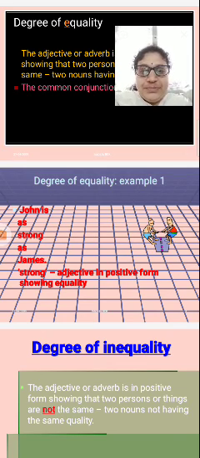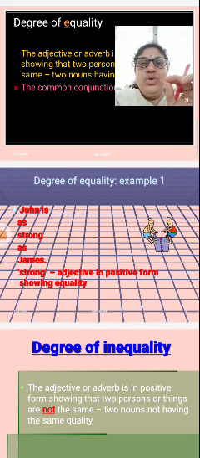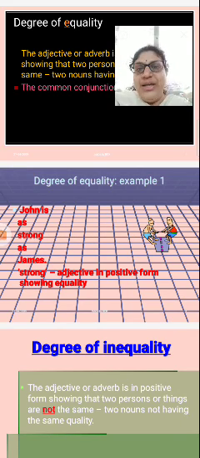Now here I have written the example of the degree of equality or positive degree. John is as strong as James. So here strong is the adjective in positive form, showing equality between James and John. Between James and John, strong is showing the same quality of the two nouns. This is the positive degree, first part, equality.